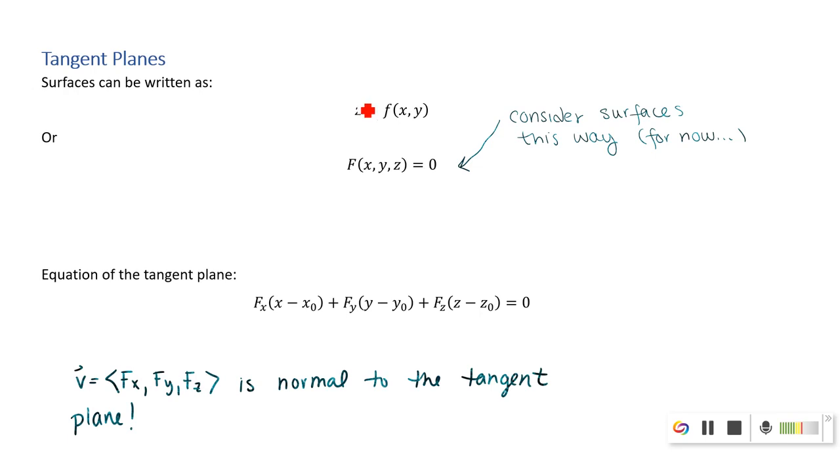So we have thought of these surfaces as functions of two variables of the form z equals some function of x and y. So that's our surface. But we could also think of the surface as a function of 3 variables that's equal to a constant or equal to 0.